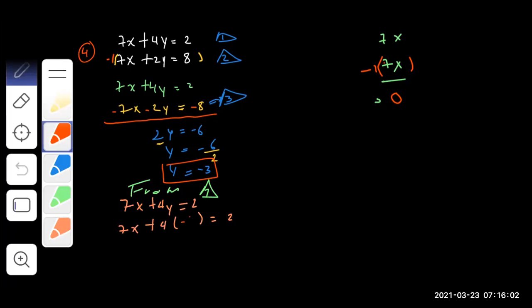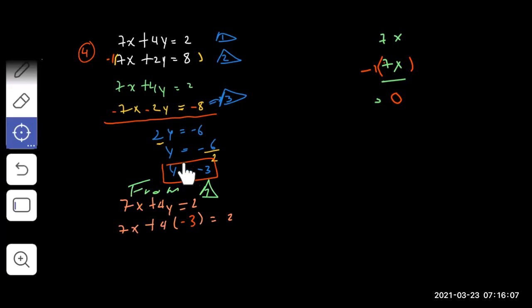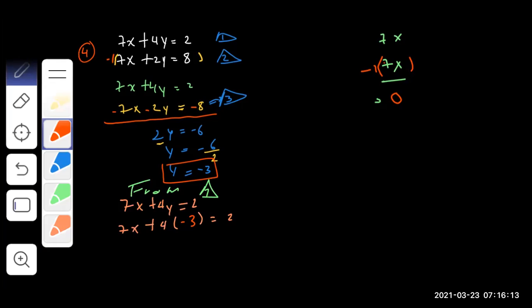Negative 3. It will be negative 3. And then this is the value that I just found. Okay, I substitute it, and then my goal is to leave x alone. This is basically, guys, the same simple, boring idea: to leave the x alone.